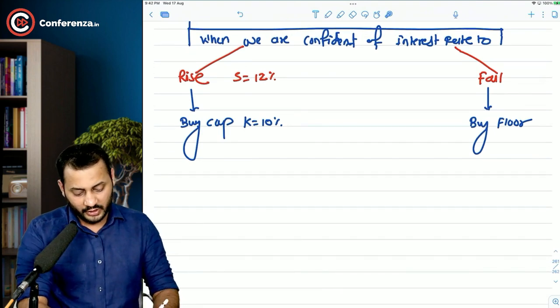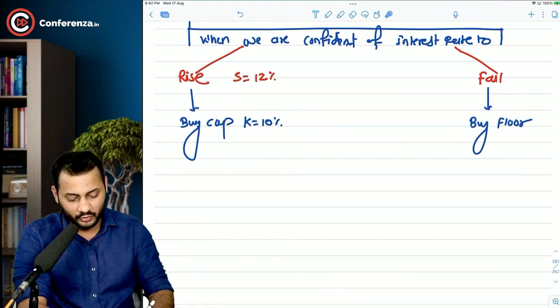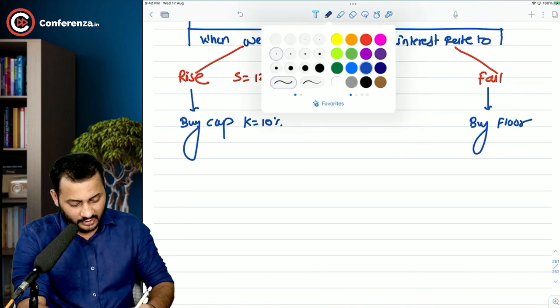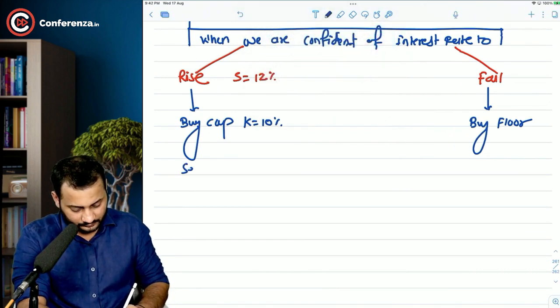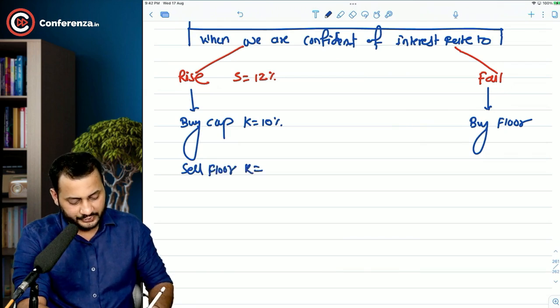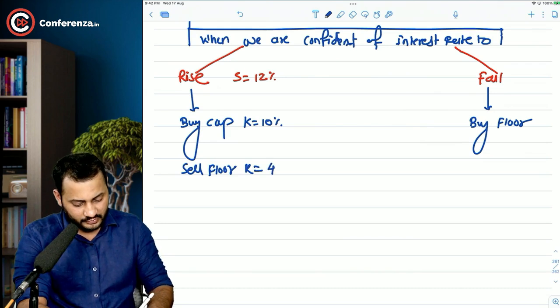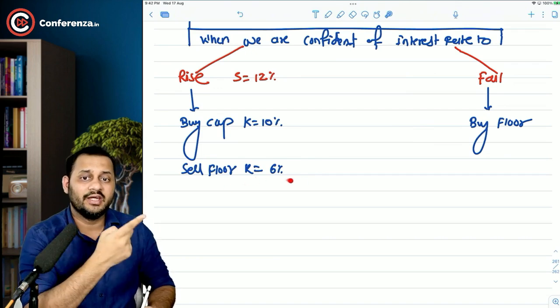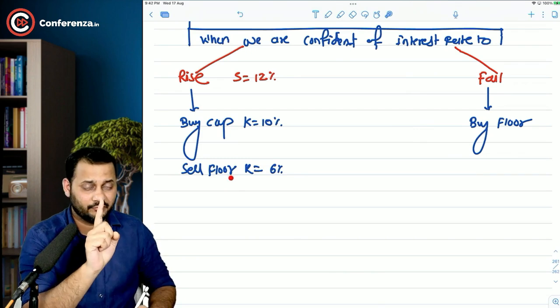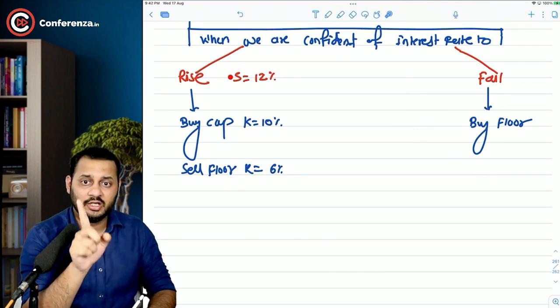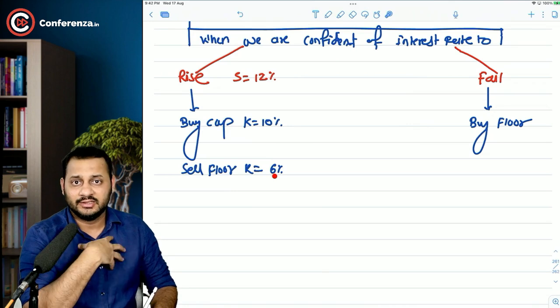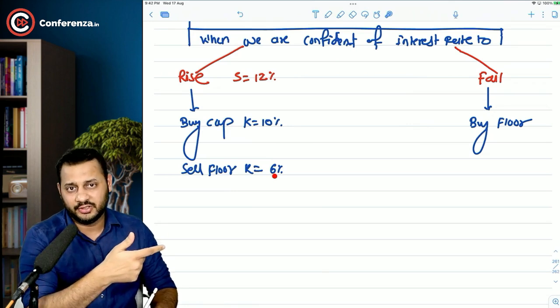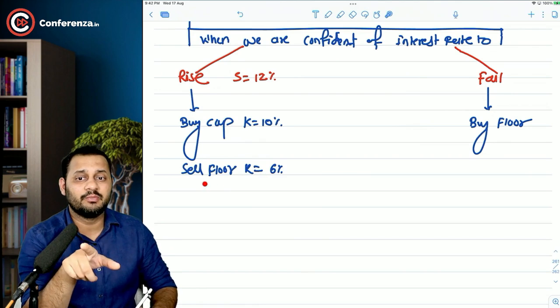But what you can do along with this is sell a floor option. Sell a floor option, let's say at a rate of 6%. And in this case, you are not getting the insurance. You are providing the insurance to someone else that if the spot rate goes below 6%, then I am going to compensate you. So you are going to be responsible in this case.